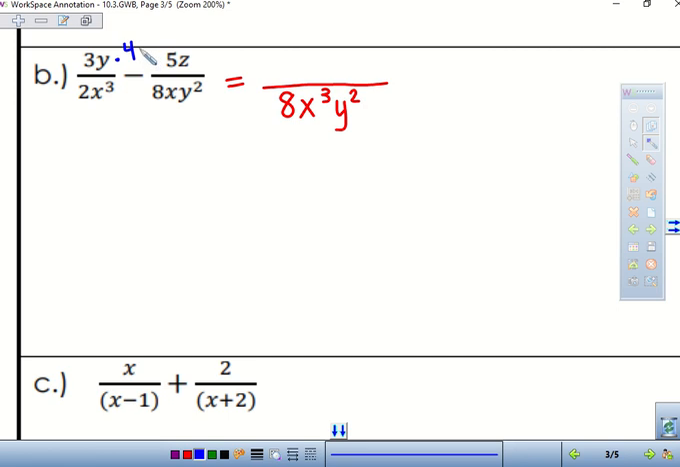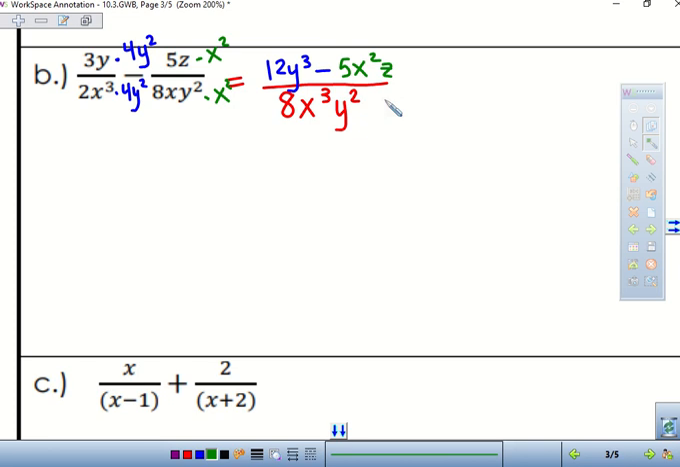Perfect. 4y squared. Okay, 4y squared. Alright. And what about the second one? X squared, perfect. So, my top is going to become 12y cubed, right? Minus 5x squared z.